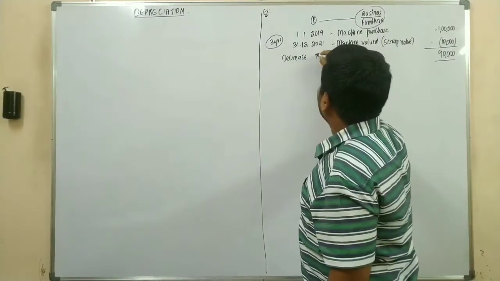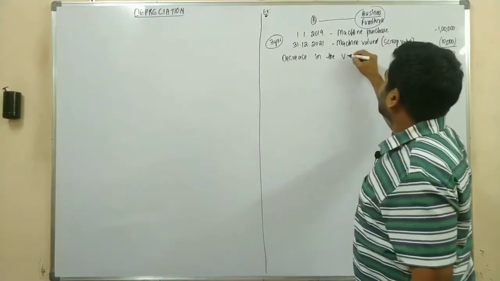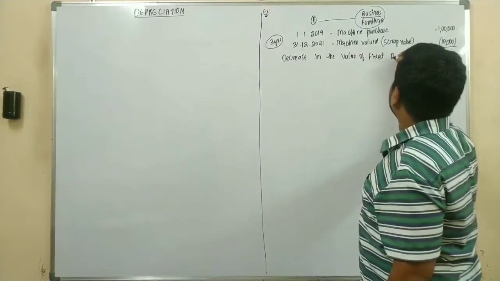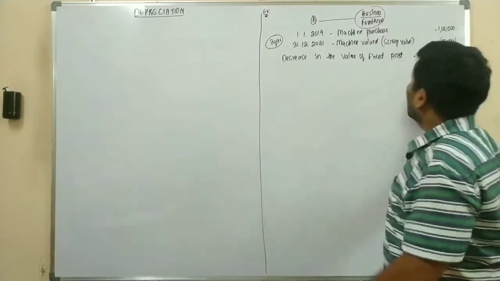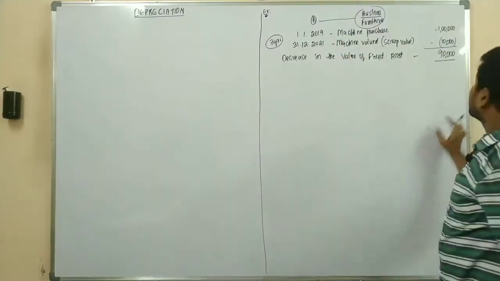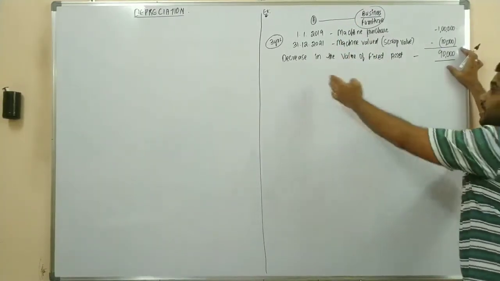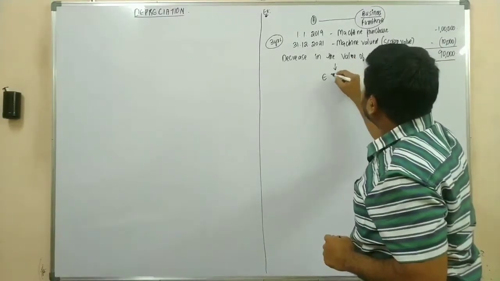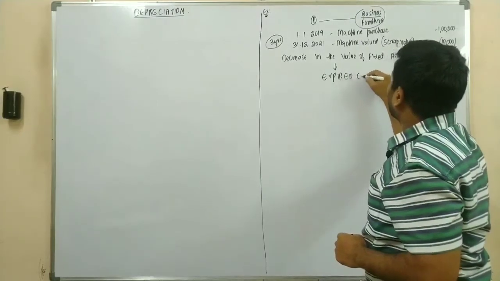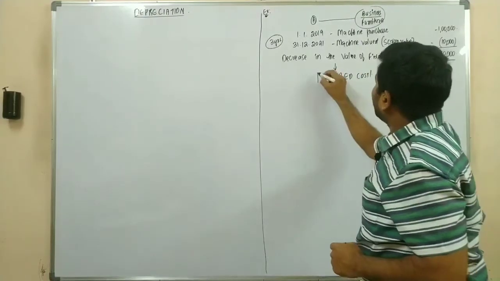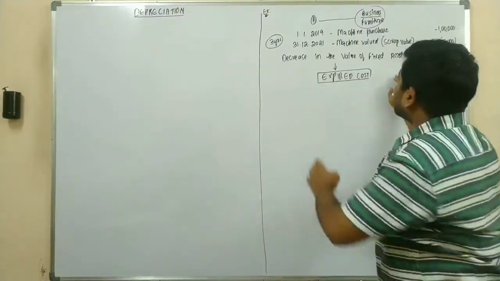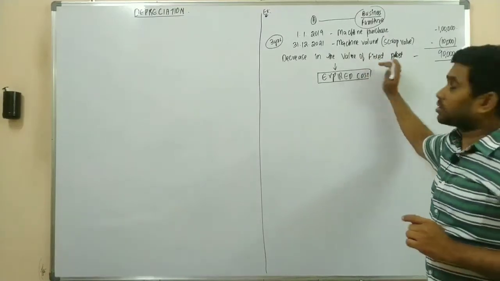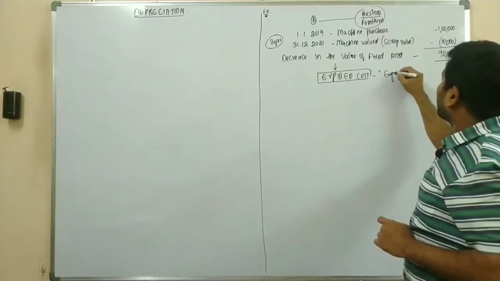So after reducing the scrap value from the cost of the machinery, this 90,000 rupees is nothing but the decrease in the value of the fixed asset. Yes or no? As machinery is a fixed asset, this decrease in the value of the asset is nothing but your expired cost. Sir, what is the meaning of expired cost, sir?